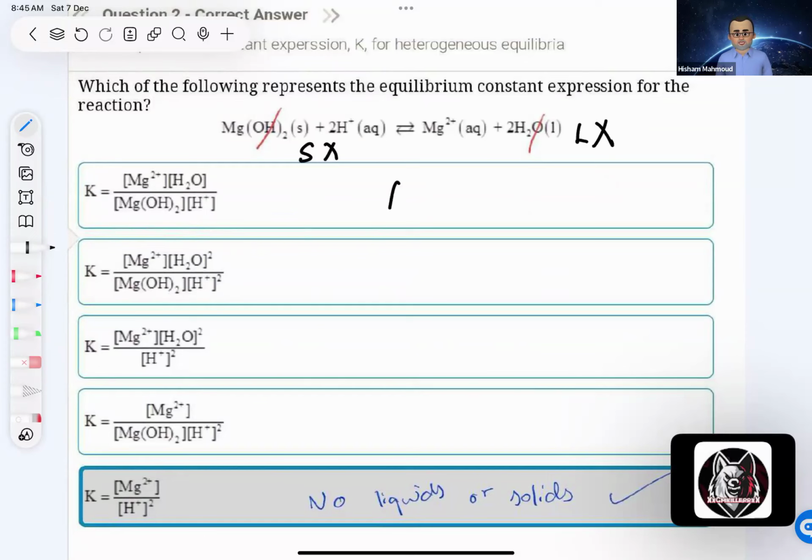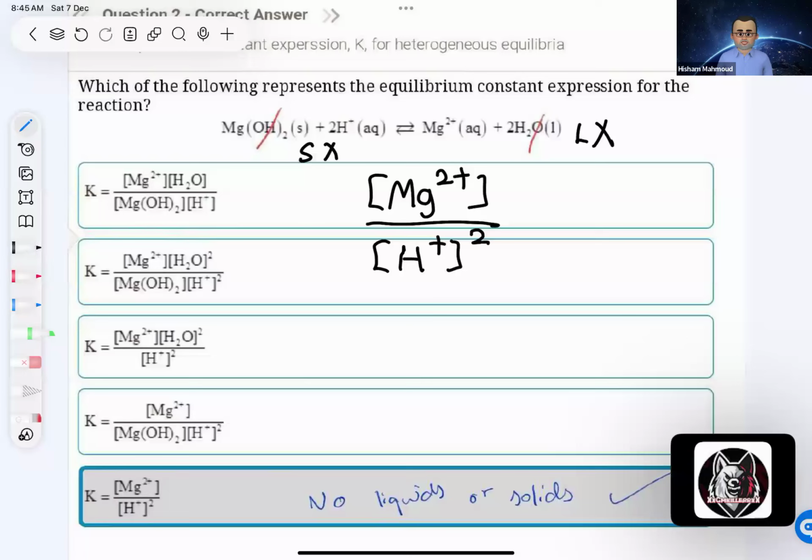So the product is what? Only magnesium ions divided by the concentration of the hydrogen ions. And what is the power for hydrogen? It's 2 because it has a coefficient of 2. So I just put it as 2 here. Don't put the 2H and then put 2 again. It's only the ions, and the coefficient you will put as the power. So this is the correct answer.